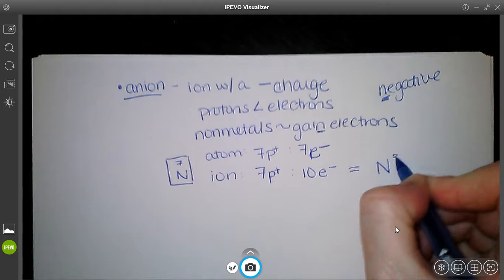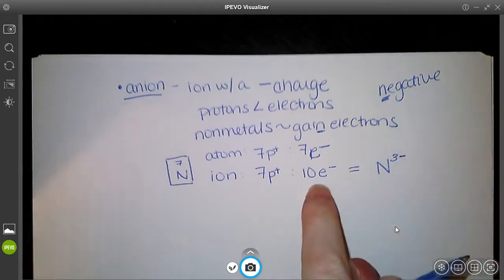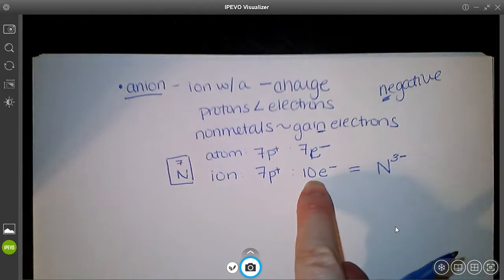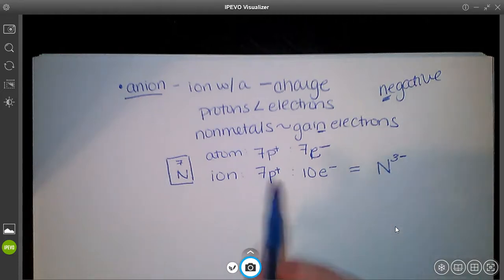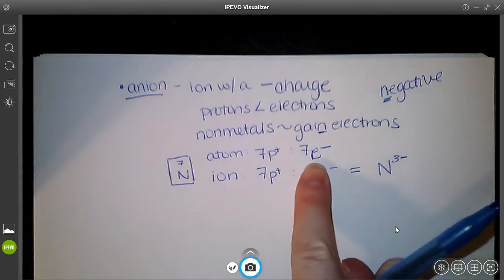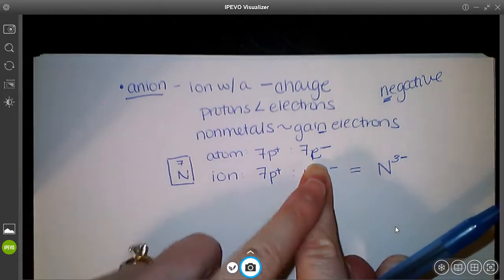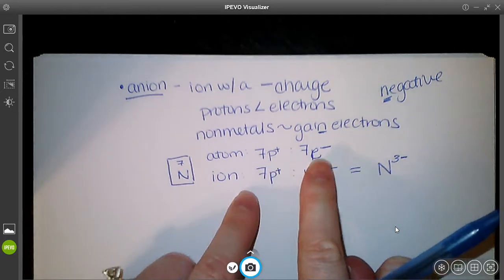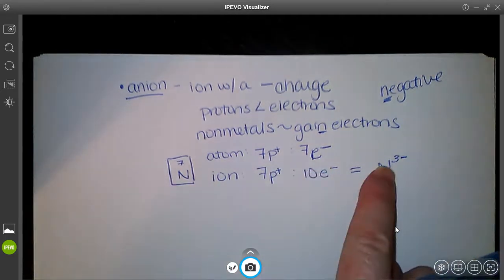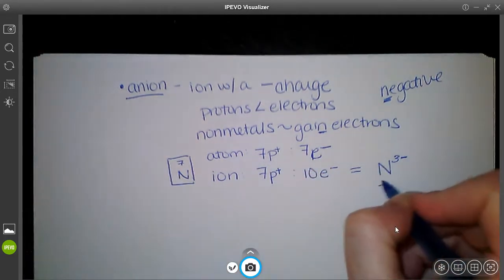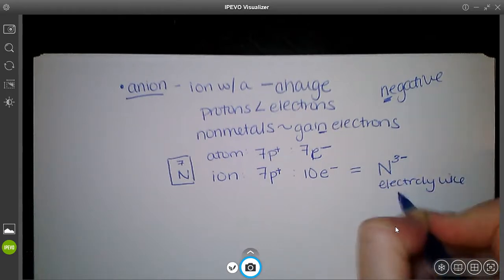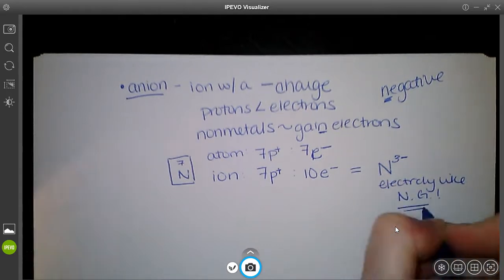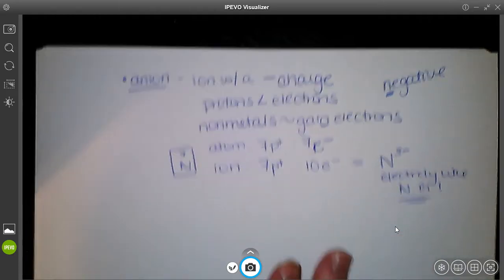So it's going to be a 3 minus charge because each one of those electrons that have been gained has a negative charge to it. So it's a negative, if this was 7 to 8, that would be -1. If this was 7 to 9, it'd be -2, but at 7 to 10, I have 3 more, so it's a -3. And this is electrically like a noble gas, just like before. This is electrically like neon.